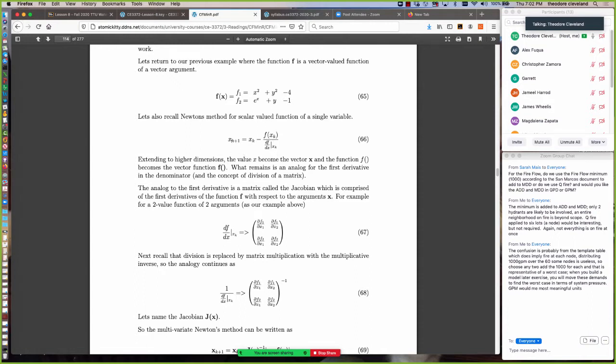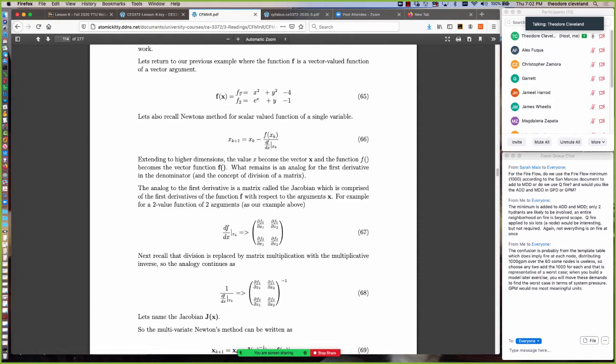And so the update is equal to the old guess minus the value of the function at the old guess divided by the first derivative of the function evaluated at the old guess. And that gives us a new guess. And what that's doing is it's trying to drive the value of the function to 0. So we stop when we find a value of x that makes the function equal to 0.